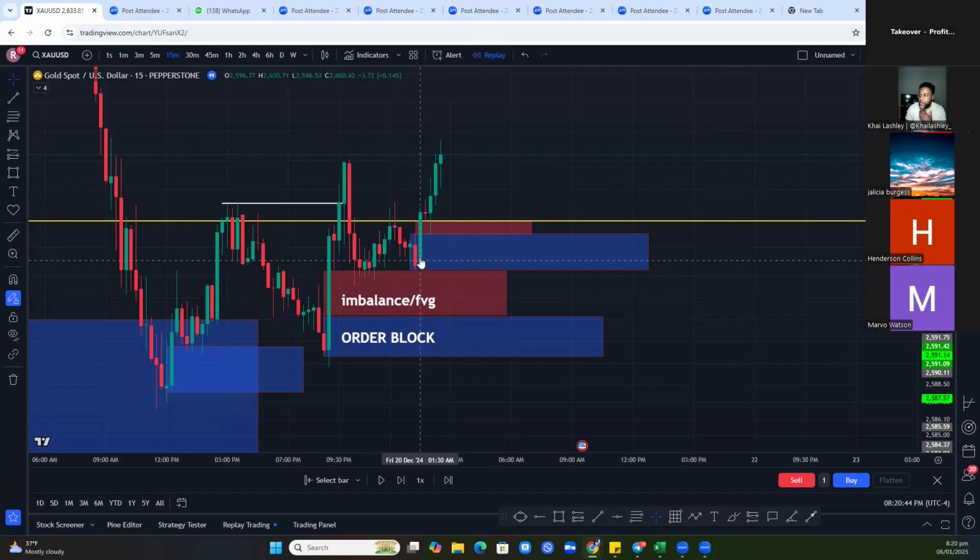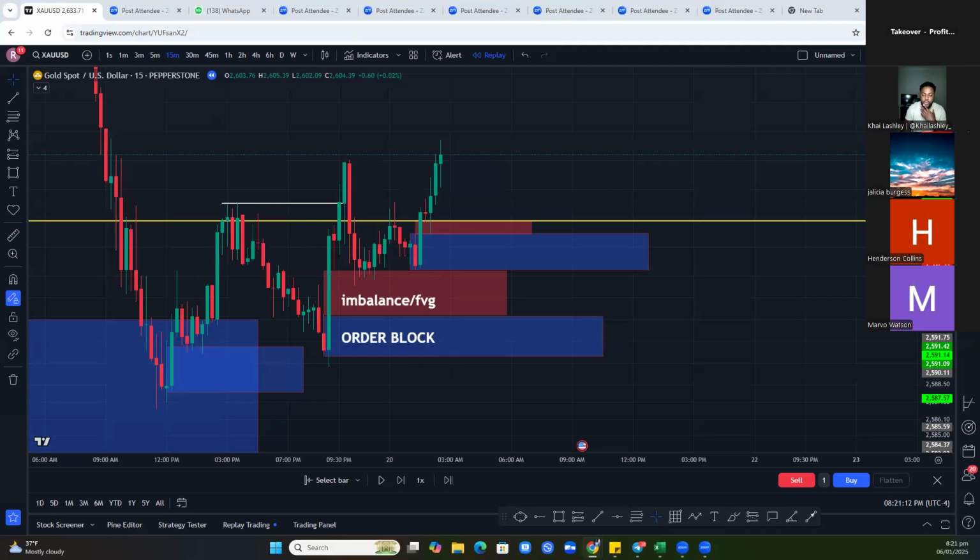Once again, here we got price pushed up, traded above a previous high here. Then we pull back into the order block, into the imbalance, and then the market continues to push up. Let me know if you guys are seeing this. Let me know if that's making sense. I'm gonna give you, of course, more examples of it, so you can see how this plays out.